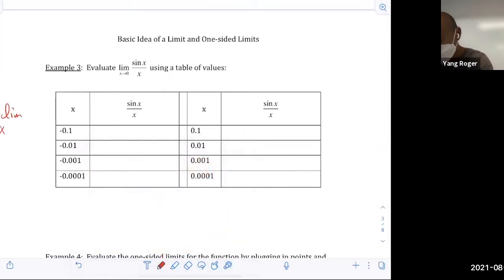We're going to have an x going to, and I just want to know, what do I want to write here? 0, because these guys are getting smaller and smaller from the negative side. This is 0 from the negative side. And similarly, when you look at these numbers, can you guys see that's getting closer and closer to 0, but from the positive side? So this is limit as x goes to 0 from the positive side.